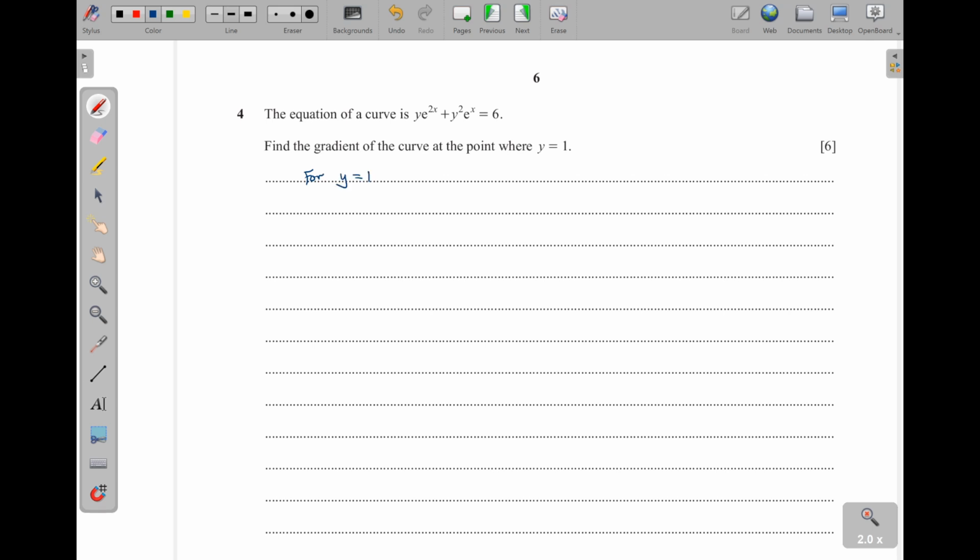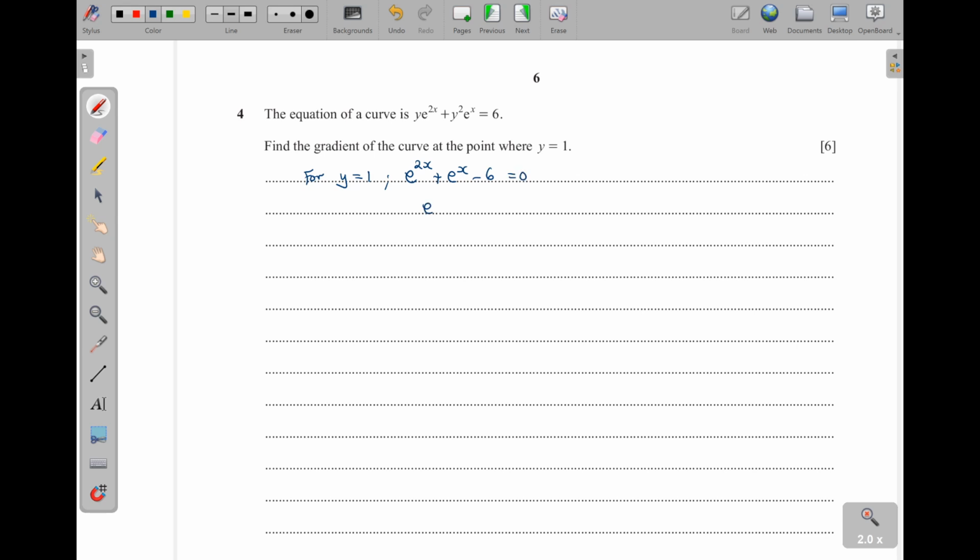We need to get the value of x because we are going to substitute in our dy/dx, which is going to be in terms of x and y. So we need first to get the value of x when y is equal to 1. So this will be e to the power of 2x plus e to the power of x minus 6, which is equal to 0.